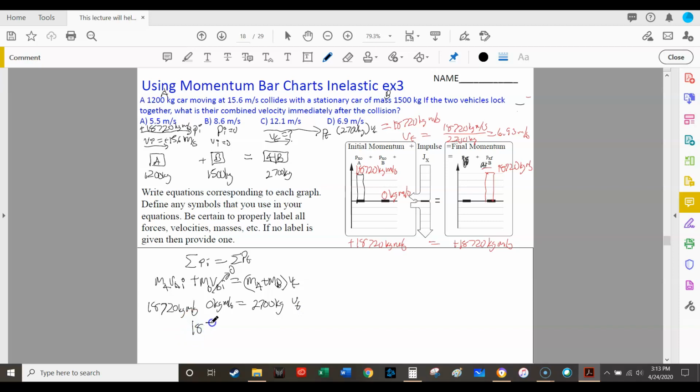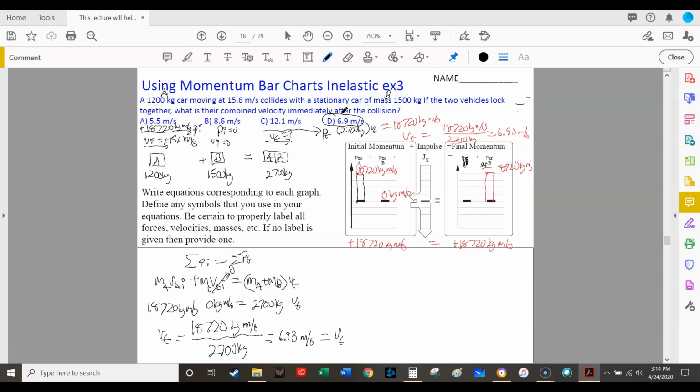So the total initial momentum of block A plus block B is this. And we're going to divide that by 2,700 kilograms. The kilograms cancel out, and we get 6.93 meters per second. And that is our final velocity. Divided both sides by that. So it looks like D is our answer to this.